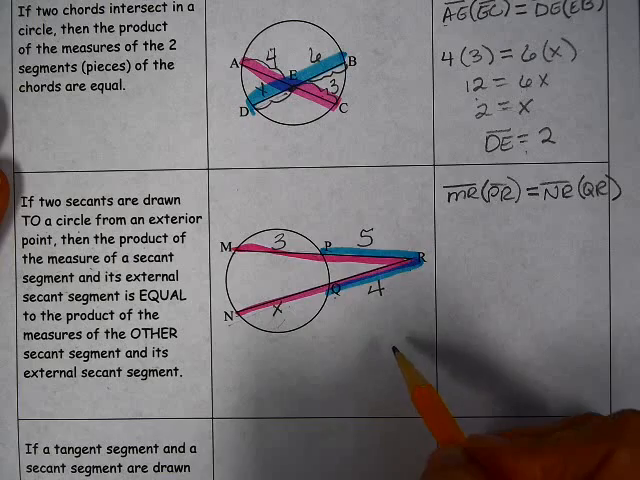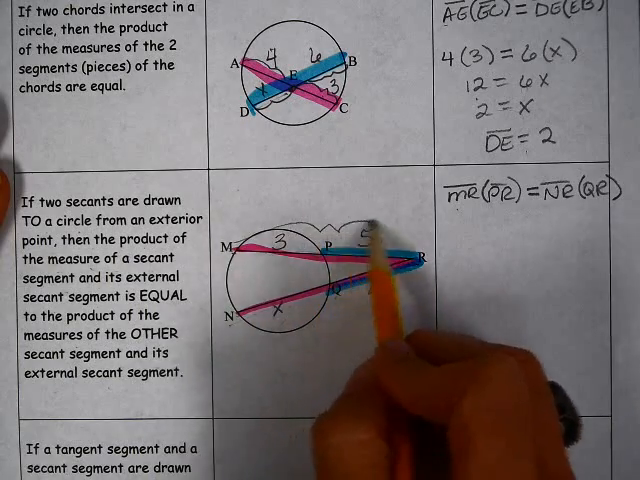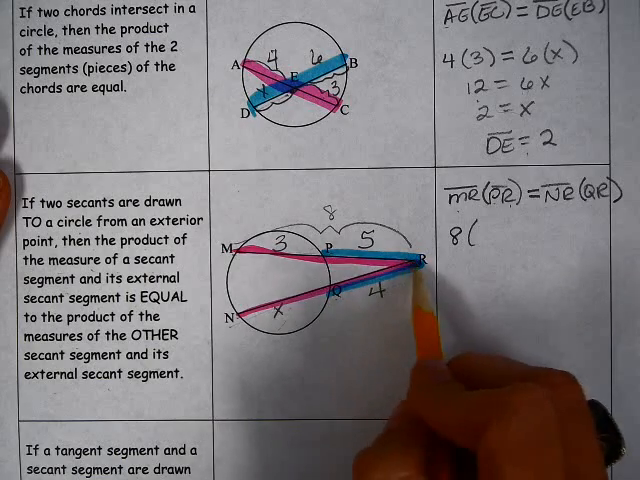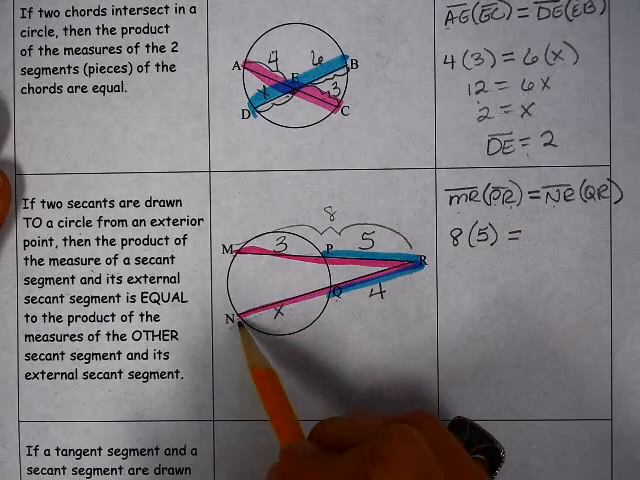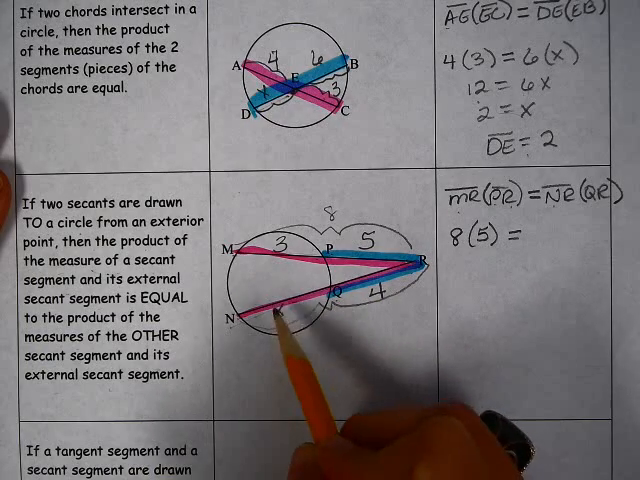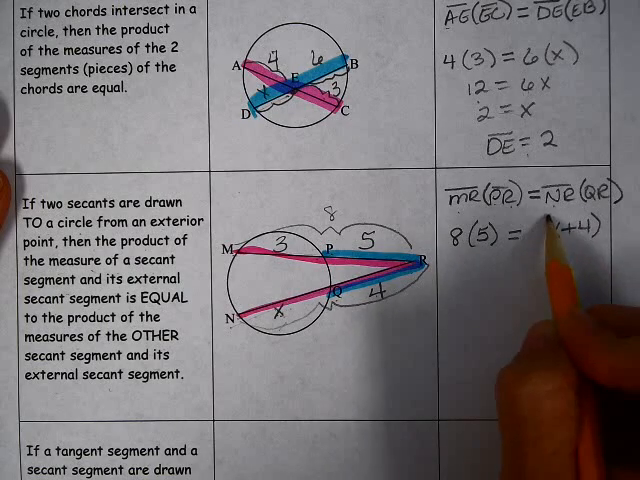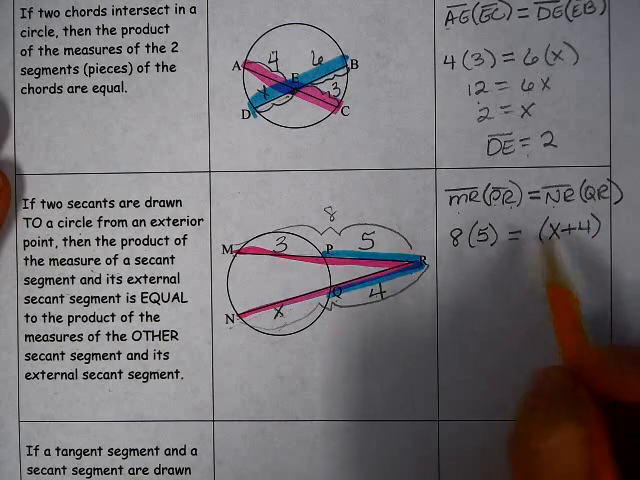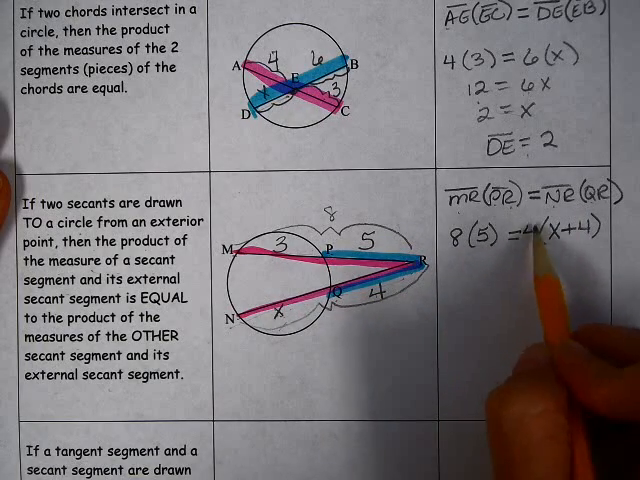We would set this up as MR. The length of MR is 8. The entire segment is 8. Times PR. Well, PR is the exterior. That is 5. NR, this entire segment, be very careful right here. That's not 4x, but it is x plus 4. And all of that is one term, so I'm going to put parentheses around it, times its external part, QR. 4 is the external part, so I'm going to put it here.